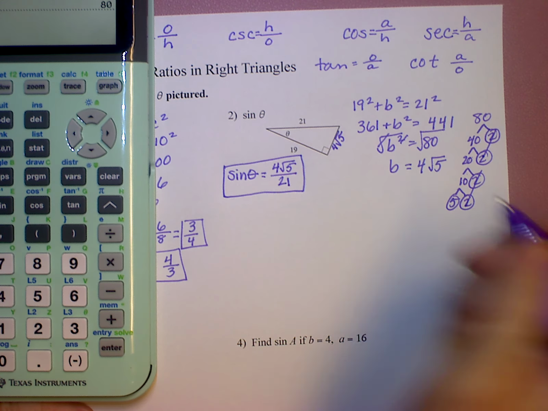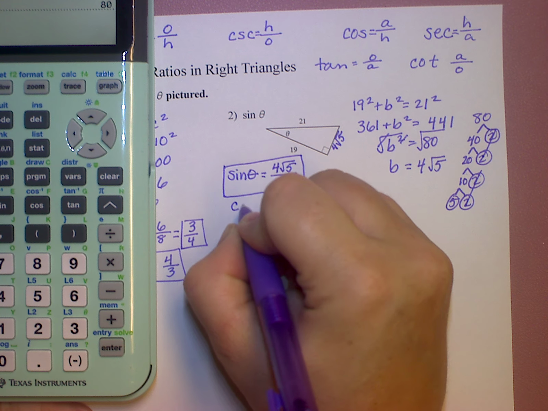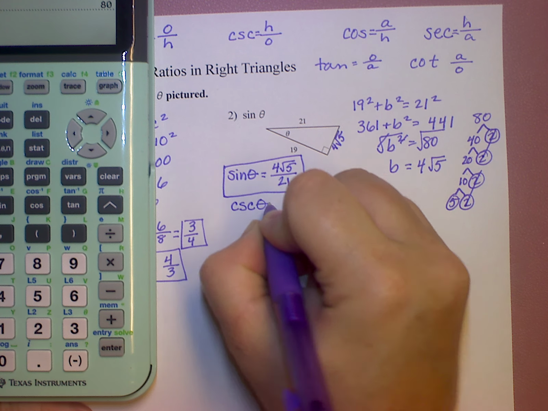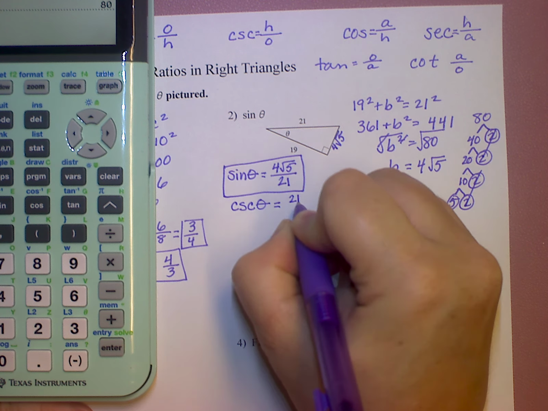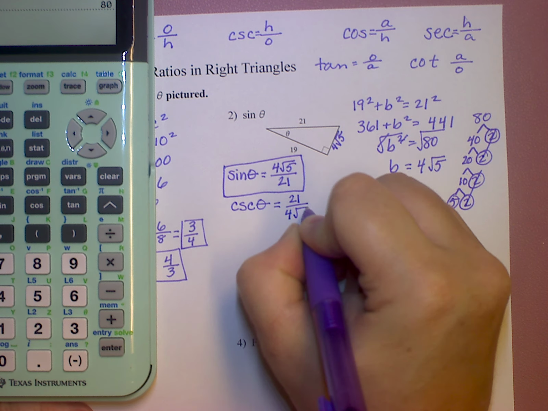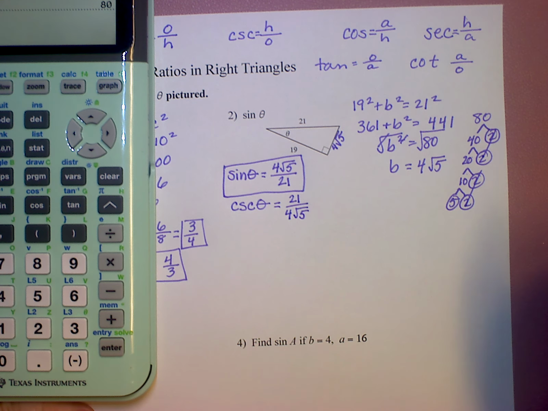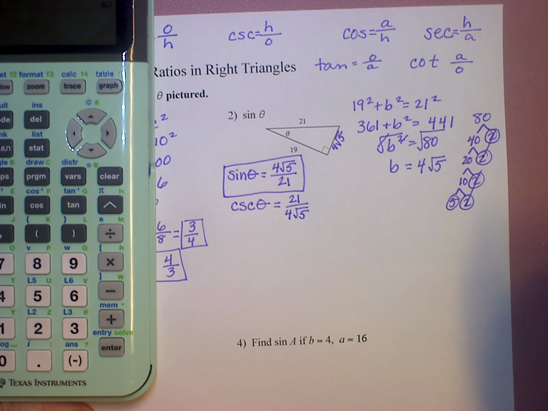The reciprocal of that one would be cosecant, and that's going to be 21 over 4 rad 5. Problem. Got to get that radical off the bottom. How do I do that?